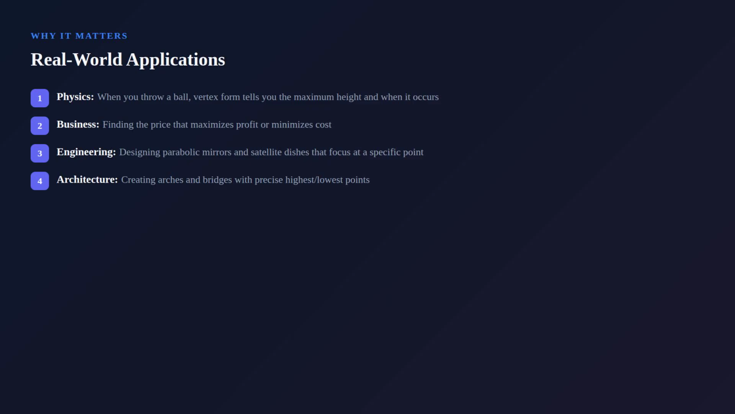Engineering: designing parabolic mirrors and satellite dishes that focus at a specific point. Architecture: creating arches and bridges with precise highest or lowest points, instead of calculating the vertex from standard form. Vertex form gives you the answer directly.